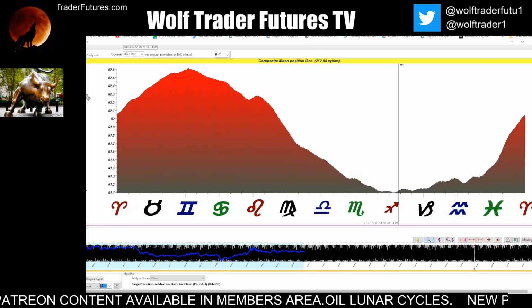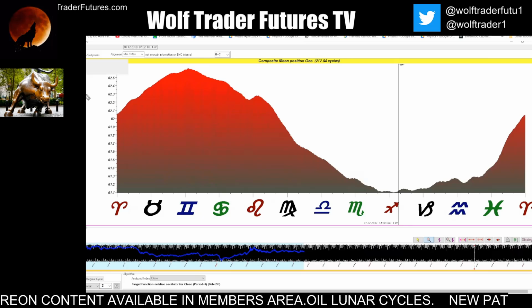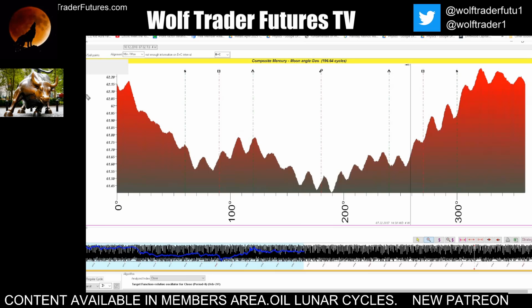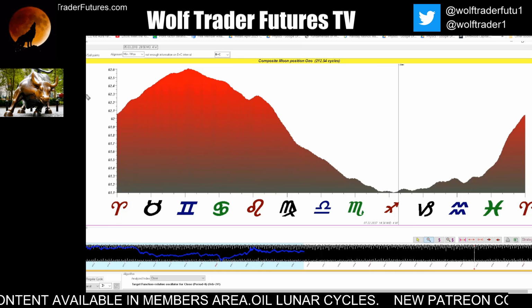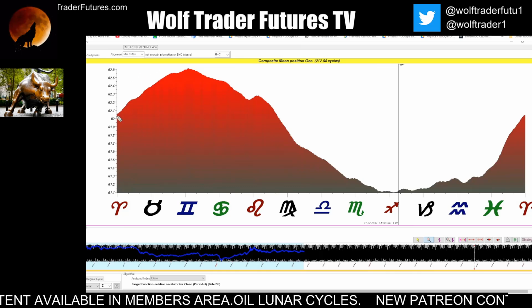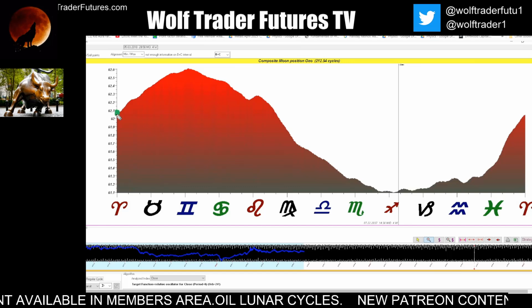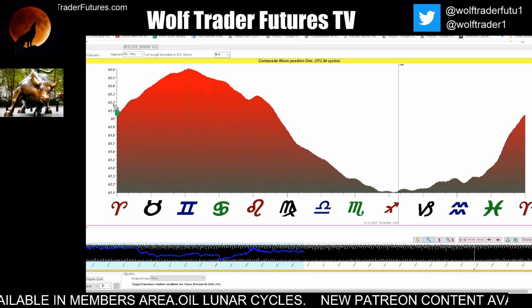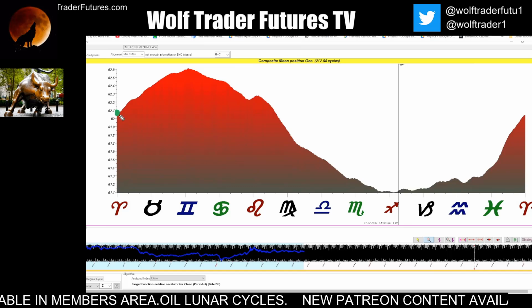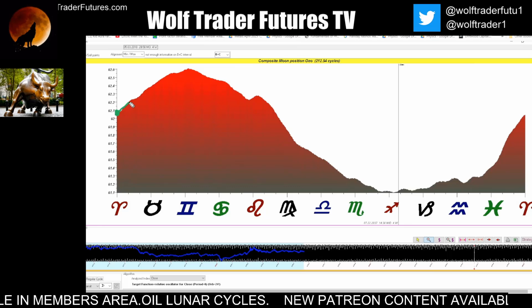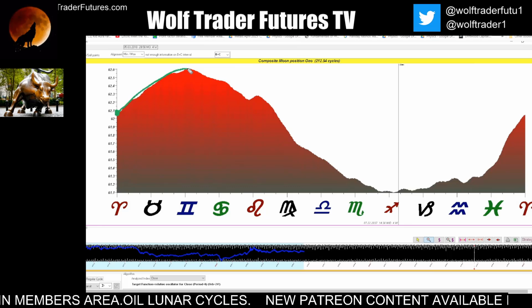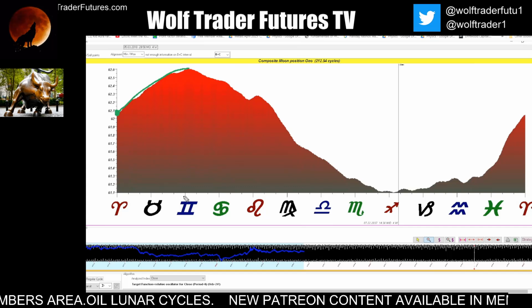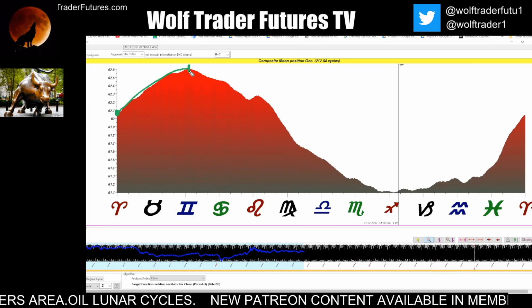So again, we're looking at the moon versus the moon. Let me just make sure this is correct, that this is the moon versus the moon here. Yeah, that's correct. Okay, so it's this simple. All right, so we start here in Aries. This is the starting point here, 0 degrees. This is the sign of Aries, and oil is going to have a steady incline here. It's going to go up through Aries, go up through Taurus, and then right at the beginning of Gemini, this is where it turns lower.